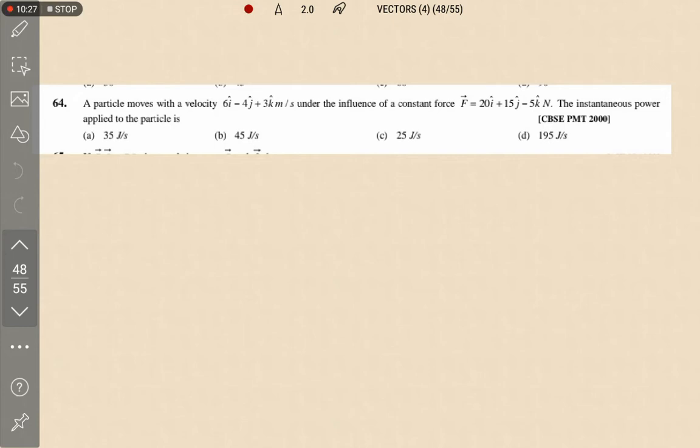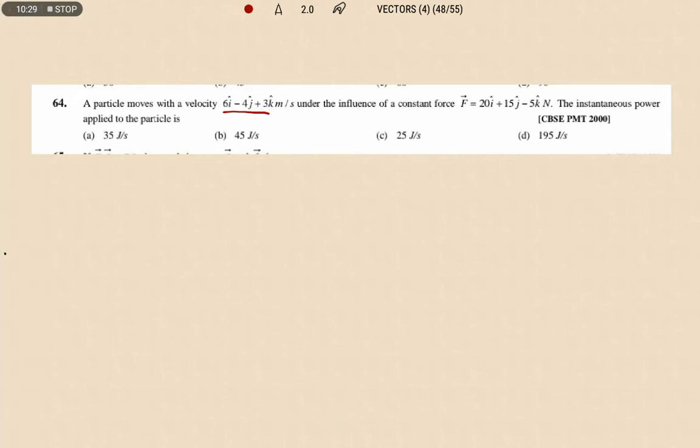A particle moves with a velocity 6i minus 4j plus 3k meter per second under the influence of the force vector 20i plus 15j minus 5k Newton. The instantaneous power applied to the particle is. So I told you that the dot product between the force vector and the velocity vector gives the power. Let us directly find the dot product: 20i plus 15j minus 5k dot 6i minus 4j plus 3k.